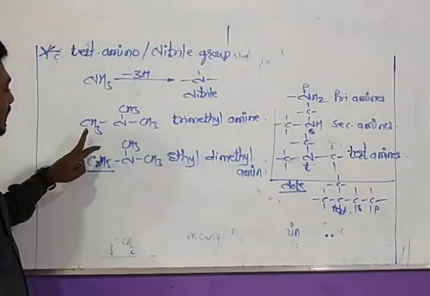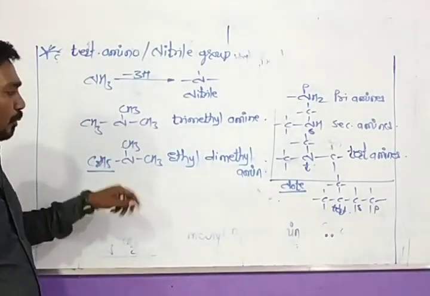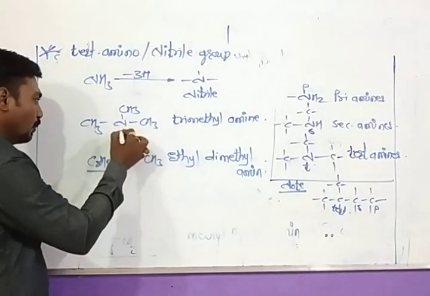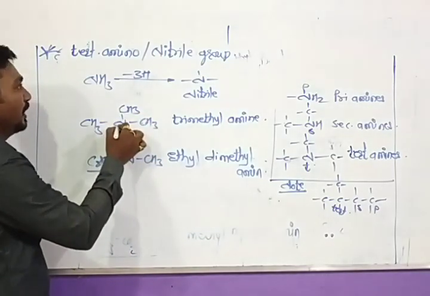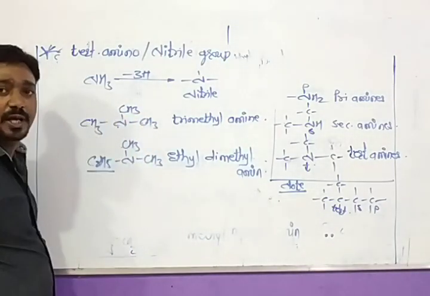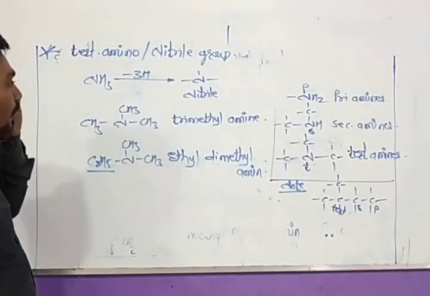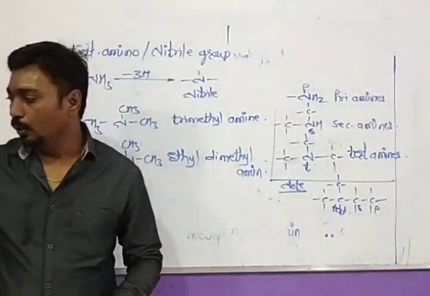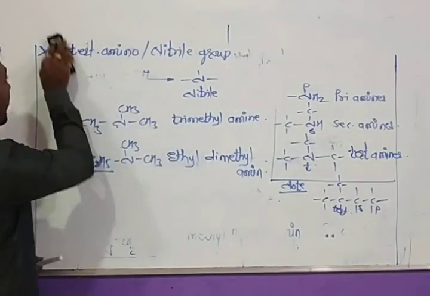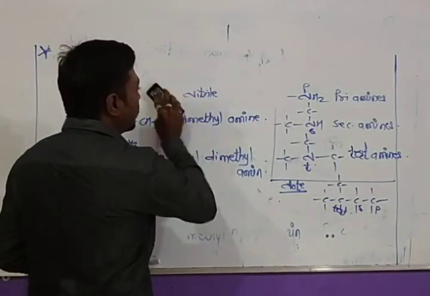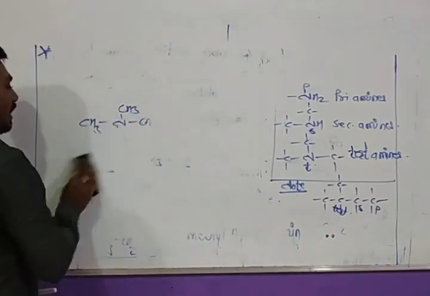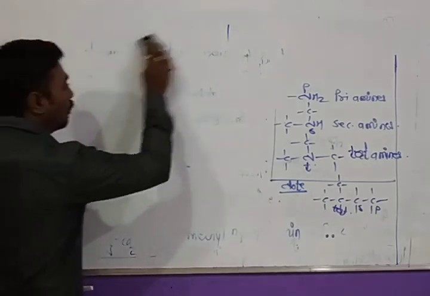Whatever may be the nature of the alkyl groups attached, alkyl groups may be primary, secondary or tertiary. But nitrogen is attached to three other carbon atoms. Therefore, it is a tertiary amine. So, friends, this is all about amines. Now, look at what we have discussed. We have discussed the primary amino group, secondary amino group, and tertiary amino group.